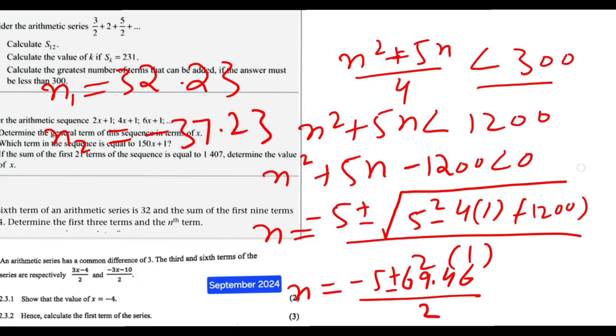So n must be the positive root, so I'm going to use this one, 32.23. We're looking for n less than 32.23. The only whole number less than this is 32. So therefore n is going to be equal to 32. This is my final answer.